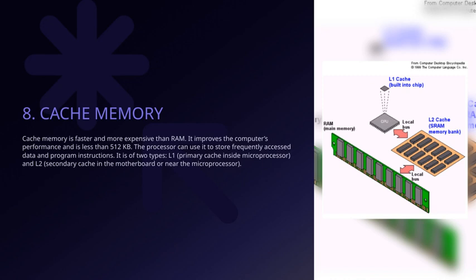There are two main types of cache memory to be aware of. The first is L1, or primary cache, which is built directly inside the microprocessor itself. Because it's so close to the processor cores, it provides the fastest access. The second type is L2, or secondary cache, which is located on the motherboard or very near the microprocessor. While a bit slower than L1, it still offers faster access than RAM and helps keep the processor running smoothly.